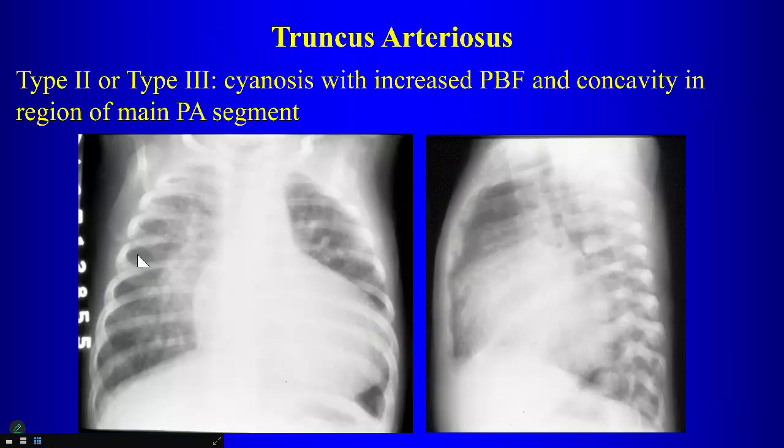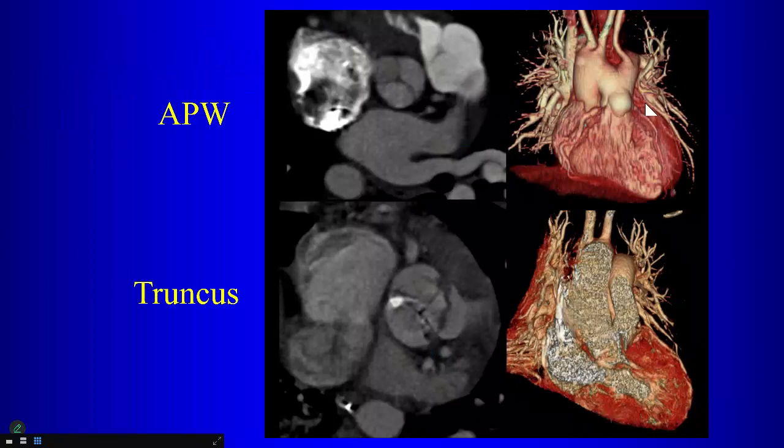In type 2 or type 3, you'll have increased pulmonary blood flow, but notice there's no main pulmonary artery here because the right and left pulmonary arteries are coming off as separate branches from the truncus arteriosus. We talked about AP window last time. The difference between AP window and truncus arteriosus, what's the major difference?